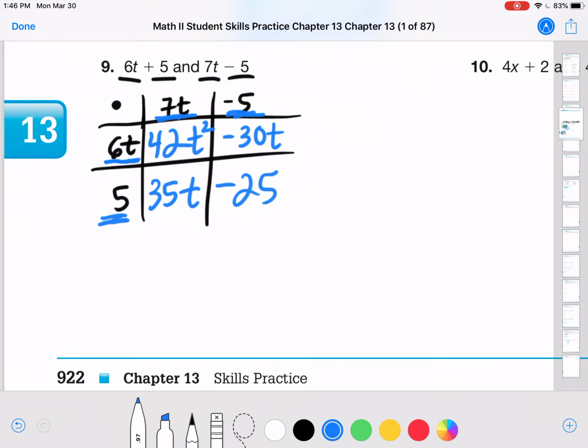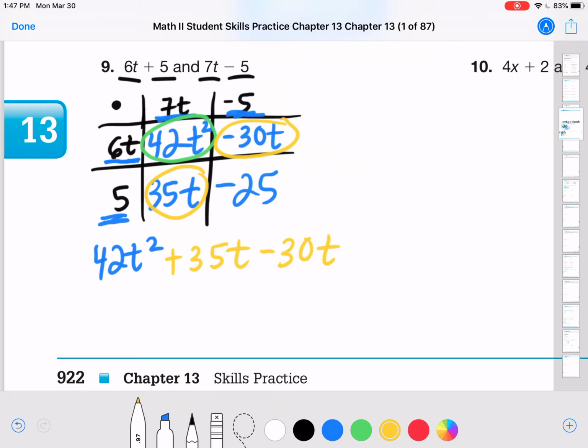Okay, so what you do next is rewrite it out. So 42t squared. I'm starting with this term because that's the largest power. And then these are both t terms, so I'm going to write them down. The order does not matter. I'm going to do plus 35t because it's positive, and then minus 30t, and then just rewrite the last term down, so minus 25. Okay, from here you can go ahead and combine like terms.